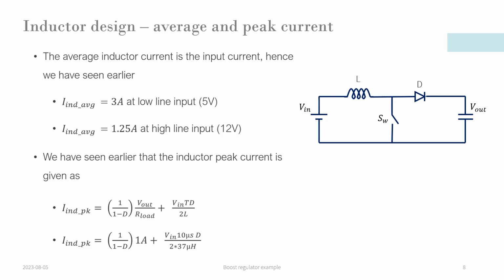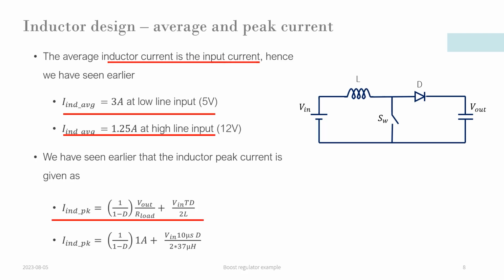Let us now calculate the inductor average current. The average inductor current is the input current. We have calculated earlier the inductor average current at low line as 3 amps and at high line as 1.25 amps. We know the output load current is equal to 1 amp. We have seen earlier that inductor peak current is given as shown here. Substituting the known values, we get the equation as shown.